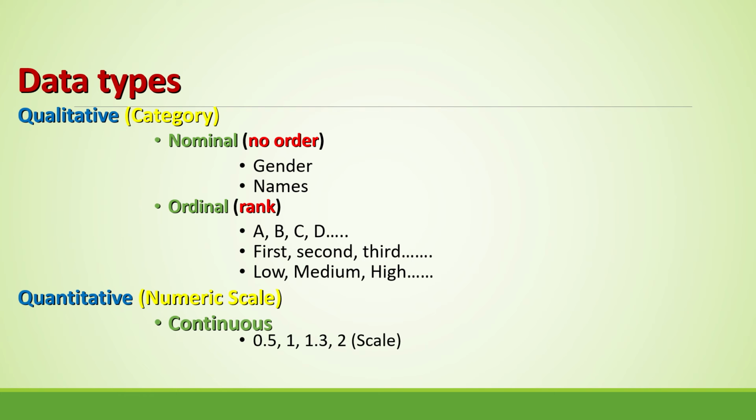So the first type is qualitative, the second type is quantitative, which is measurable, on a numerical scale. Quantitative can be either continuous or discrete. Continuous variables are data that have numbers in between, like 0.1, 0.5, 2.5, 3, and so on. Discrete data comes in integers: 1, 2, 3, 4, 5.